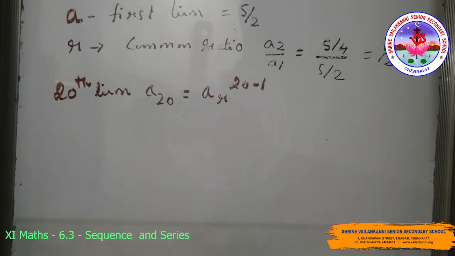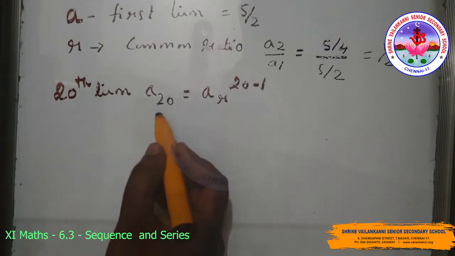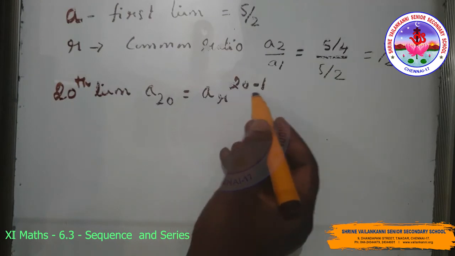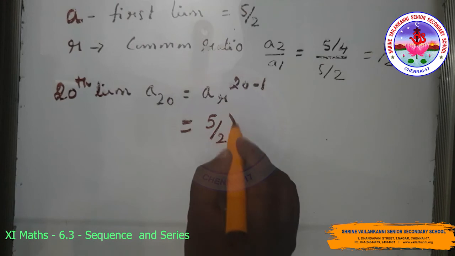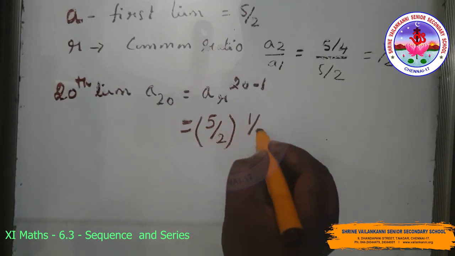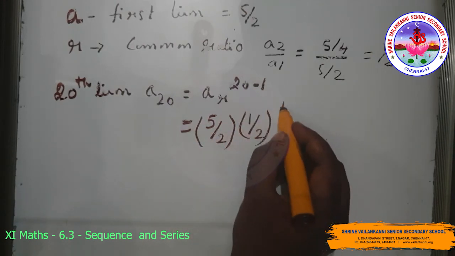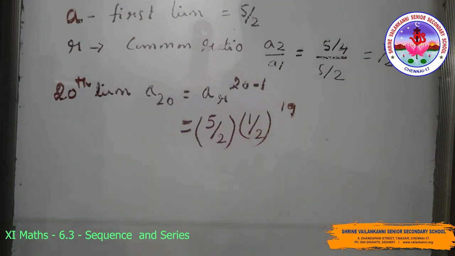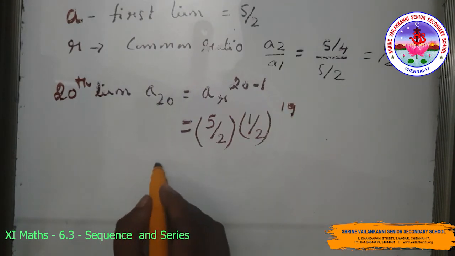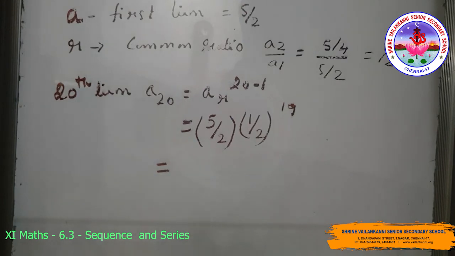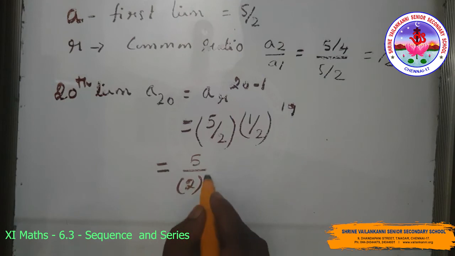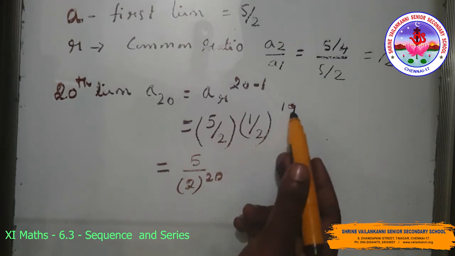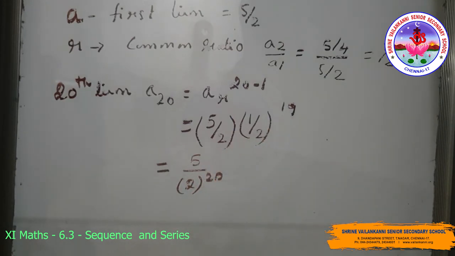The general term of a GP is an equals a r whole power n minus 1. So the 20th term is a20, which is equal to a r power 20 minus 1. a is 5 by 2, r is 1 by 2, whole power 19, which is equal to 5 by 2 power 20. We have 2 power 19 into 2 power 1, which is 2 power 20.